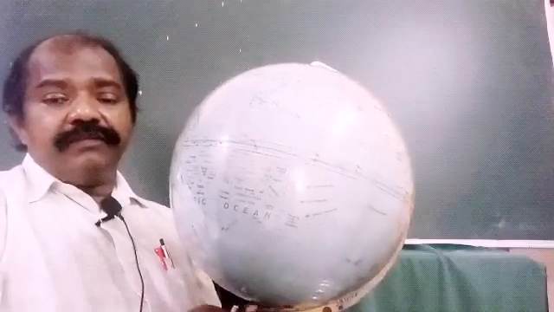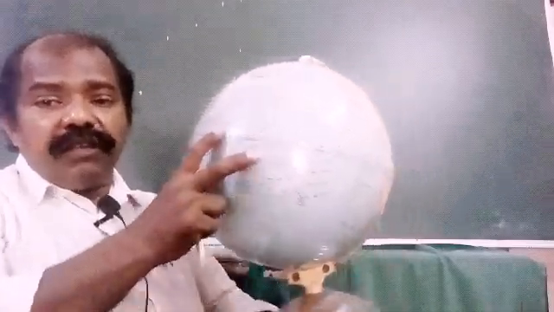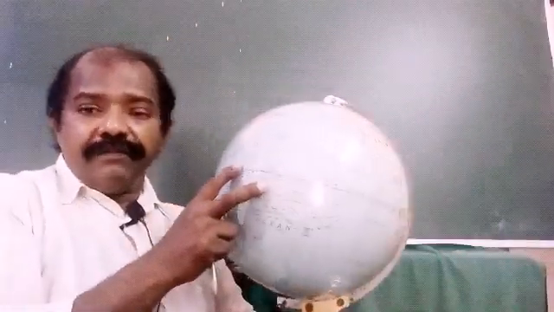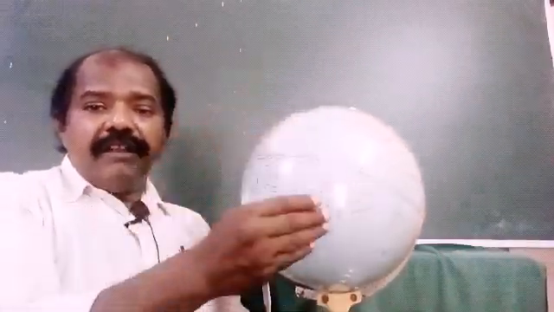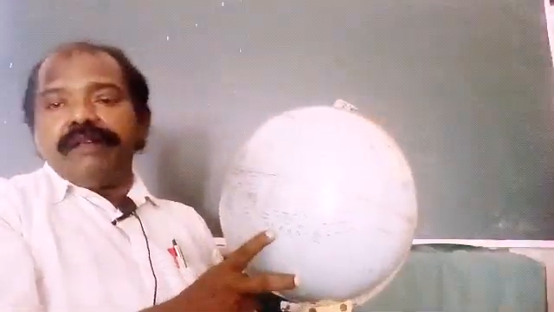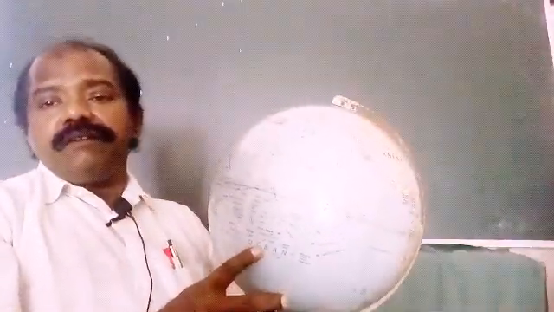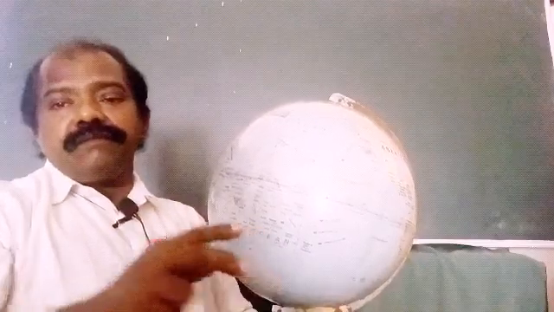At the same time, the earth moves around the sun. Sun in the middle, and earth moves around the sun. And that movement is called a revolution.